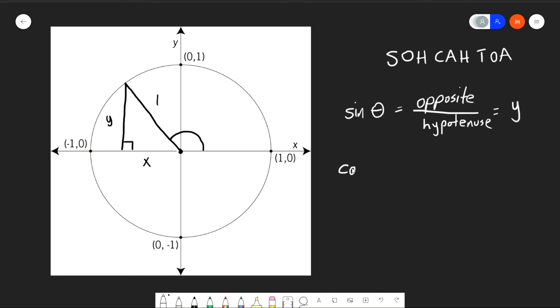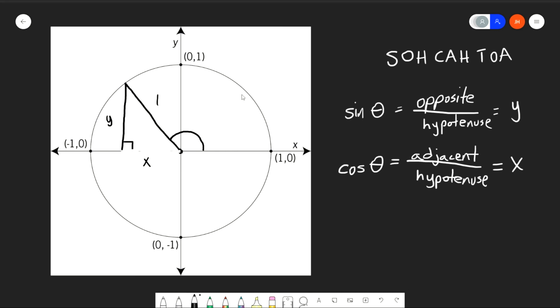Let's look at the cosine. Cosine of any angle is always equal to the adjacent over the hypotenuse. Adjacent means the leg which is closer. Notice that the leg for x is closer to the angle than y is, right? It's literally touching it. This grayish line here, that's x. So cosine is the adjacent divided by the hypotenuse. Hypotenuse is equal to 1, adjacent is equal to x, so in the end, cosine is just the x-coordinate.